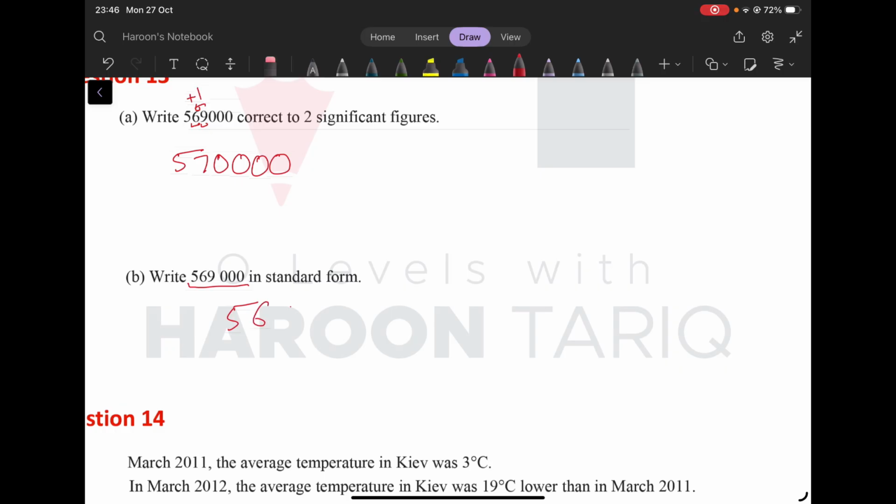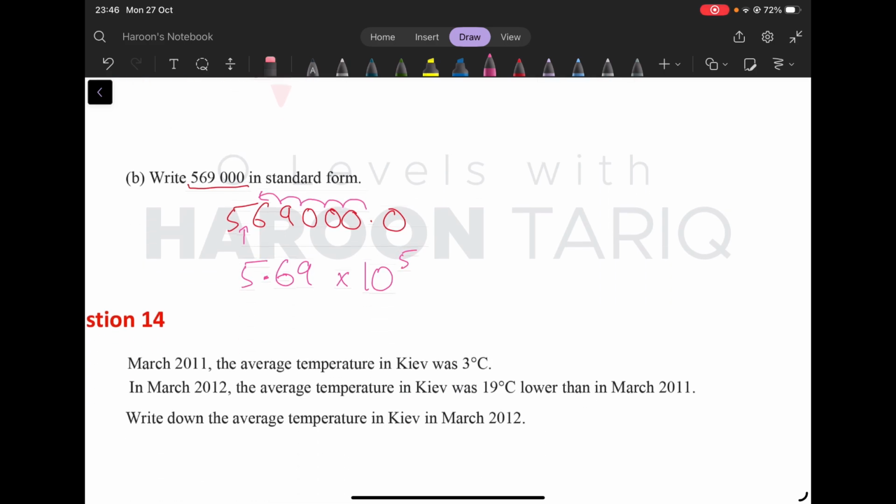Now they are saying write this in standard form. So the decimal would be at the end. We need to bring the decimal after the first non-zero number. So we need to bring it after 5. Let's see, 1, 2, 3, 4, 5. 5 places to the left. So we just write 5.69. We need to write the regular numbers apart from 0. So 5.69 multiplied by 10 raised to power. This would be positive because we are moving to the left. So positive 5. We moved 5 steps to the left.